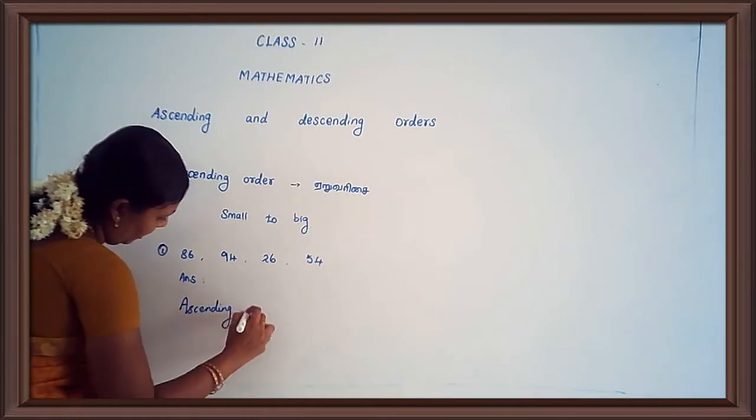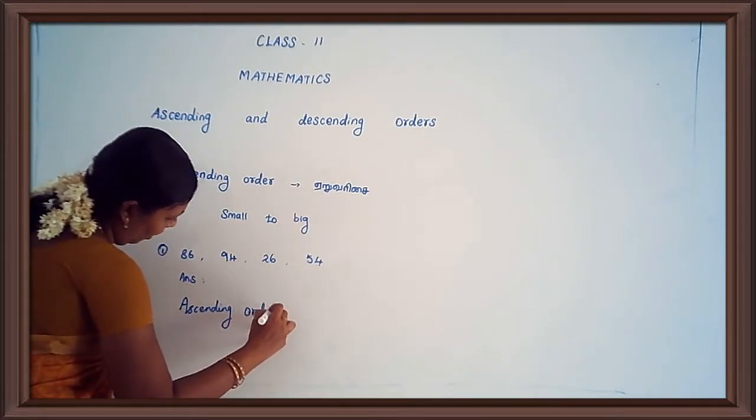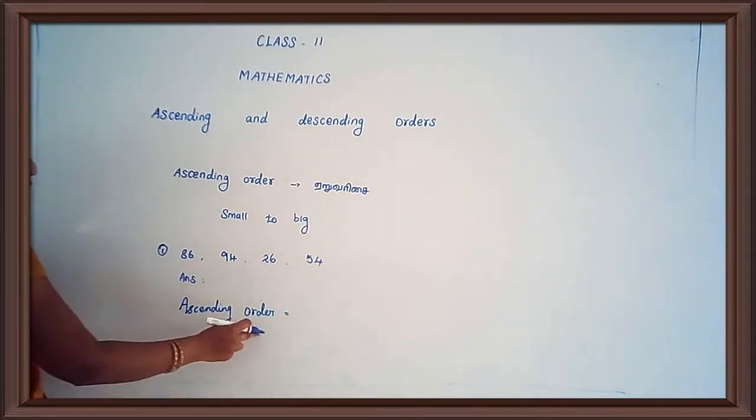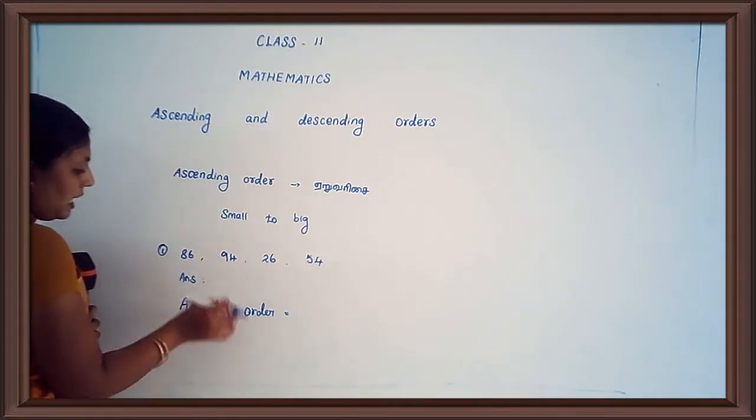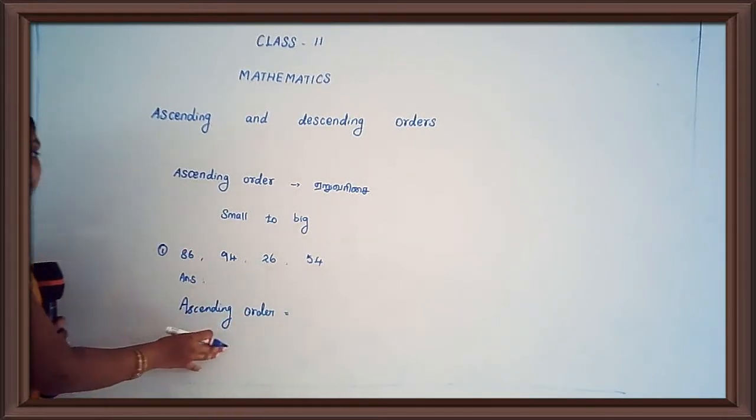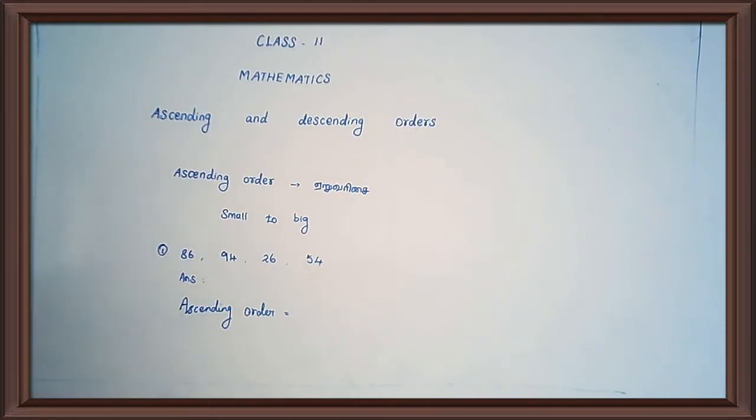Ascending order. Okay, see the first one. Ascending order means we have to arrange the numbers from small number to big number. Yes or no, ma? We have to arrange the numbers from small to big.